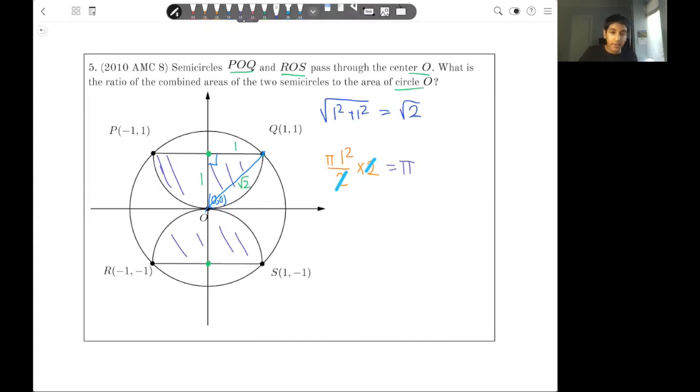Okay, so now we know the radius of this big circle is square root of 2. So the area of this big circle is just square root of 2 squared times pi, which is, well, these cancel, just 2 pi. So the ratio of the areas of the semicircles to the big circle is just pi over 2 pi, which is 1/2. Any questions on this problem or any of the other problems before that?